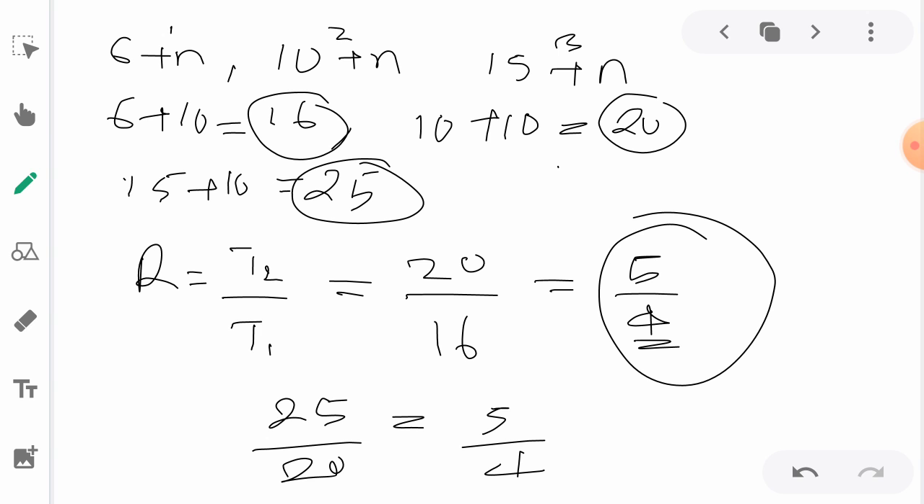Or in other ways, you can put it in the form of a decimal number, which is 5 divided by 4, gives you 1.25.